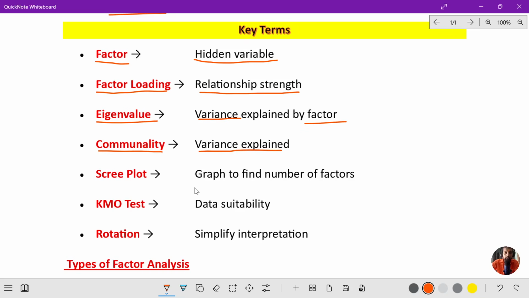Scree plot is a graph to find the number of factors. What is the purpose of the scree plot? We are going to find out the number of factors. Next we have the KMO test, which is used for data suitability, and last one is rotation, which is used to simplify the interpretation. These are the main important key terms of factor analysis.